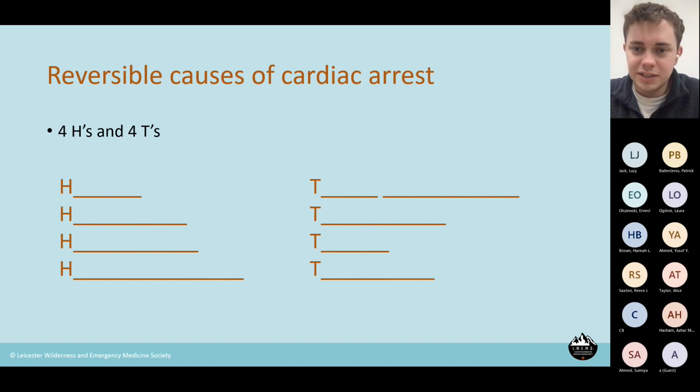Okay, so there are 4 H's and 4 T's, and they're the reversible causes of cardiac arrest, and we'll go through each one in turn. It's important to remember, though, that these also apply to peri-arrest scenarios, where the patient is unstable and at risk of cardiac arrest, but they haven't actually gone into cardiac arrest yet. So where there's evidence of low cardiac output, if they're very pale and sweaty, cold and clammy, if they've got impaired consciousness or syncope, if they're very hypotensive as well. Correcting the reversible causes before it progresses to a cardiac arrest can help you to prevent that from happening. So it's important to consider them at that point as well.